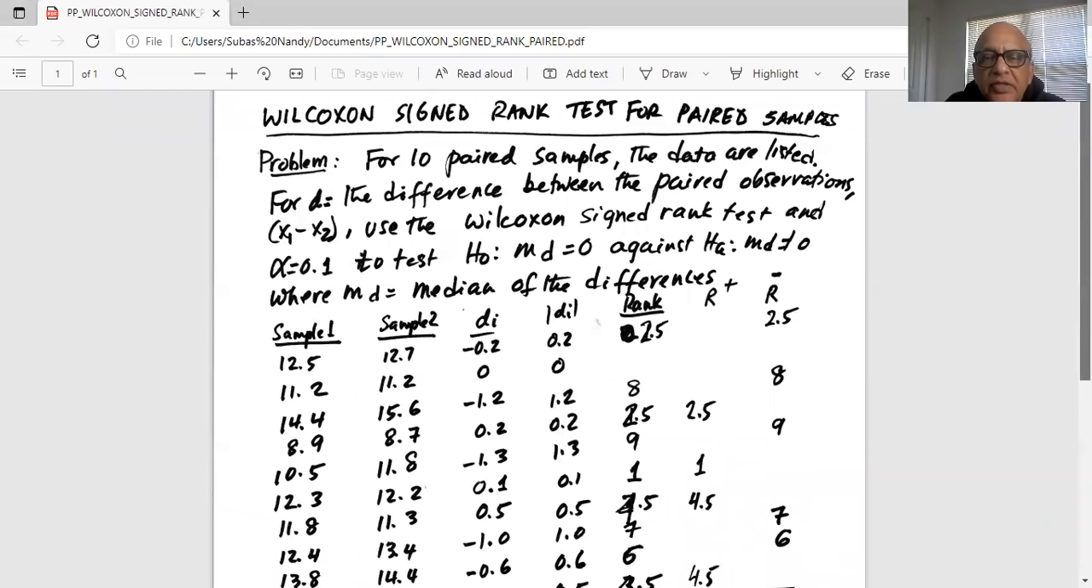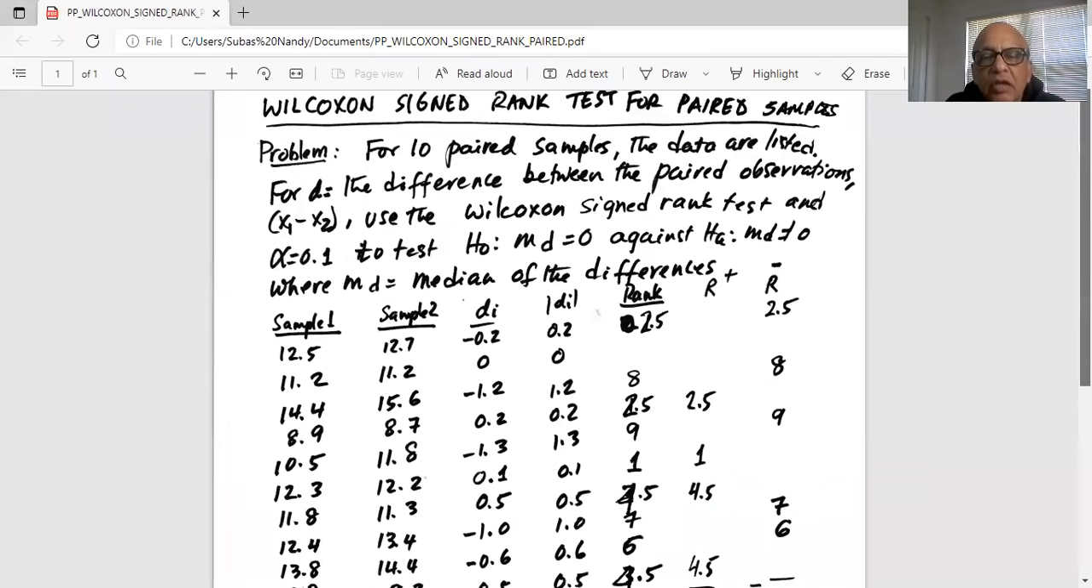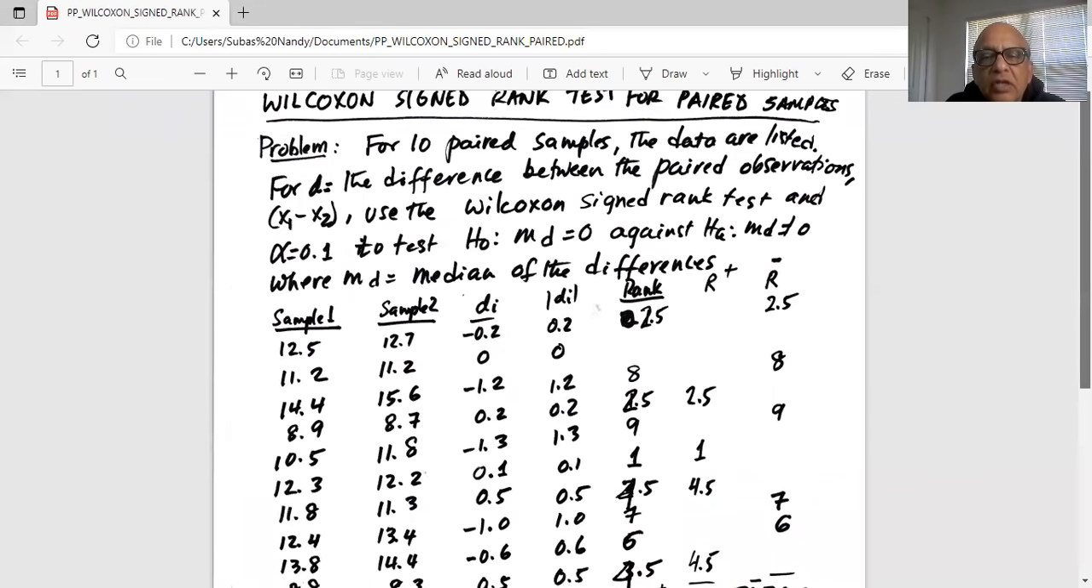Problem: for 10 paired samples, the data are listed. For D equal to the difference between the paired observations, X1 minus X2, use the Wilcoxon signed rank test and alpha equal to 0.1 to test the null hypothesis median MD equal to zero against HA, MD not equal to zero, where MD stands for median of the differences, okay?